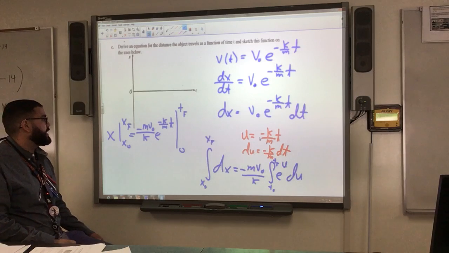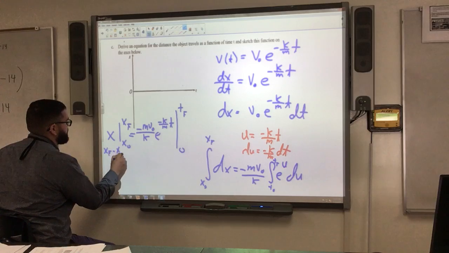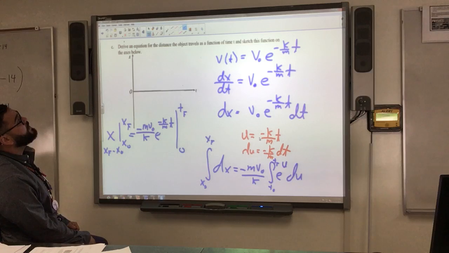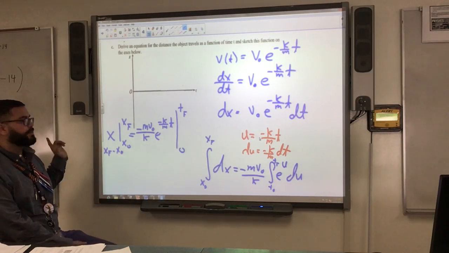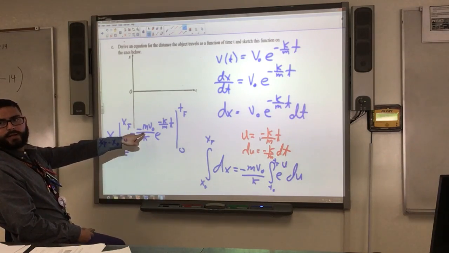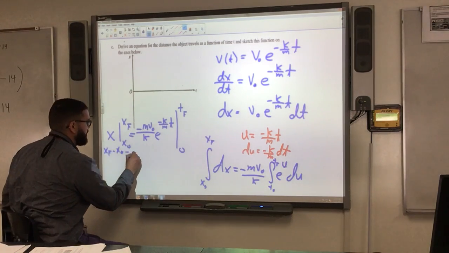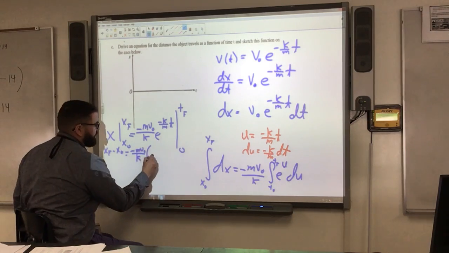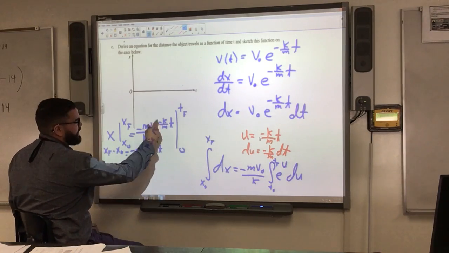Okay, so now let's figure this guy out. So this will end up giving me x final minus x initial. That's technically delta x, I guess. Whatever. It wants an equation of x as a function of time. So it really wants x final, right? x of t. That's what it really wants. Okay, equals. I'm going to factor out negative m v naught over k on the right-hand side. And then I'm going to have e to the negative k over m t. And then if I plug in the lower limit, I'm going to get minus 1.